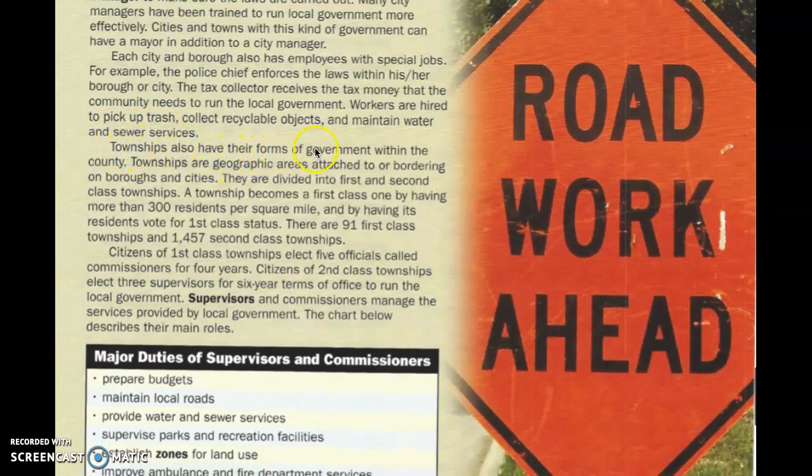Townships also have their forms of government within the county. Townships are geographic areas attached to or bordering on boroughs and cities. They are divided into first and second class townships. A township becomes a first class one by having more than 300 residents per square mile and by having its residents vote for first class status. There are 91 first class townships and 1,457 second class townships.